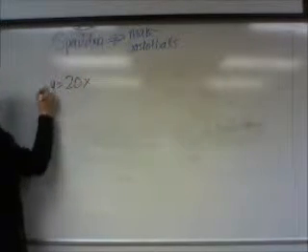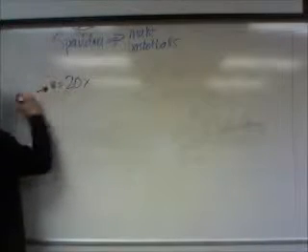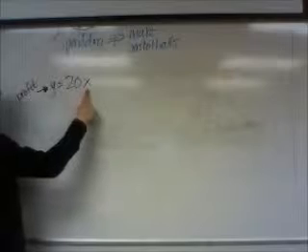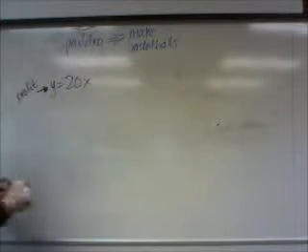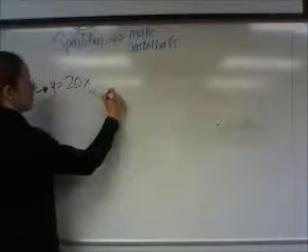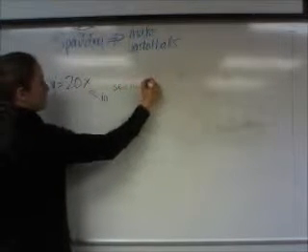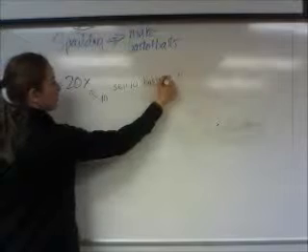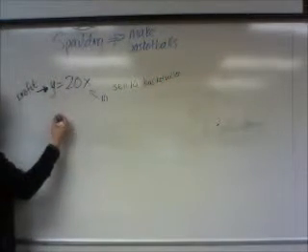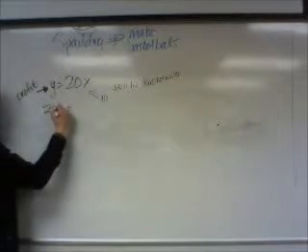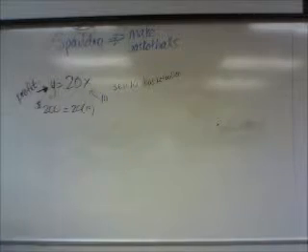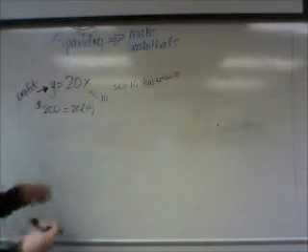This represents your profit. You're charging $20 per one basketball. So if you sell 10 basketballs, you're going to make 10 times 20, which is $200. Okay? That's what this equation is. How much money do you make, your profit?